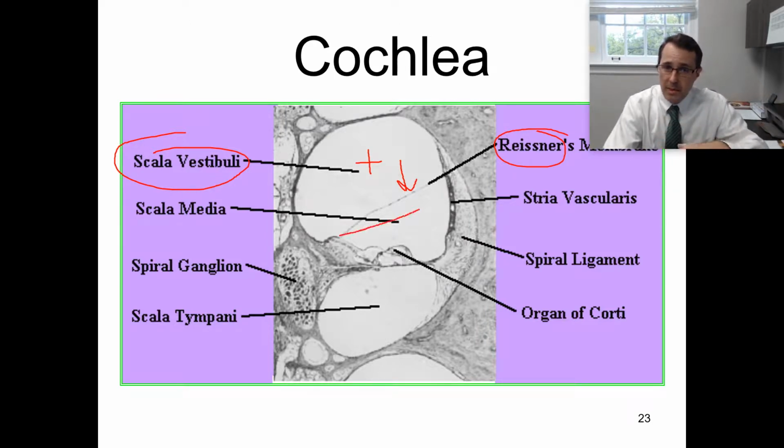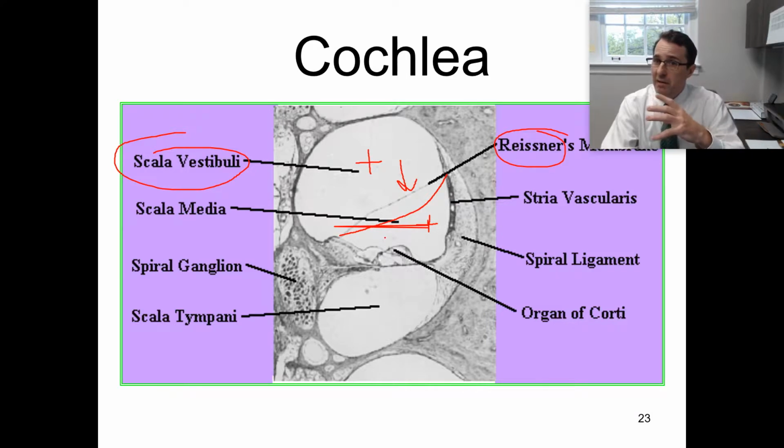So we're going to move Reissner's membrane down like this, and that's going to displace the fluid within the scala media, creating a wave of positive pressure within the scala media. And if you're creating a wave of positive pressure and you're moving the fluid within the scala media, then you're pushing down on what is known as the basilar membrane. That is the membrane between the scala media and the scala tympani.